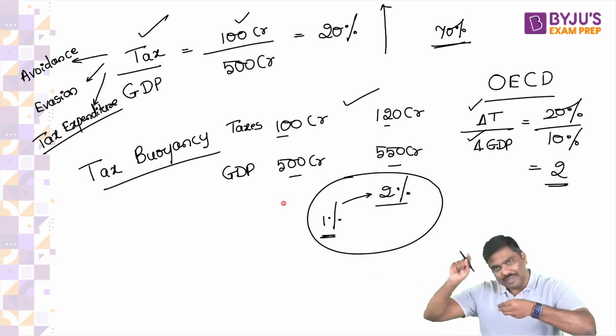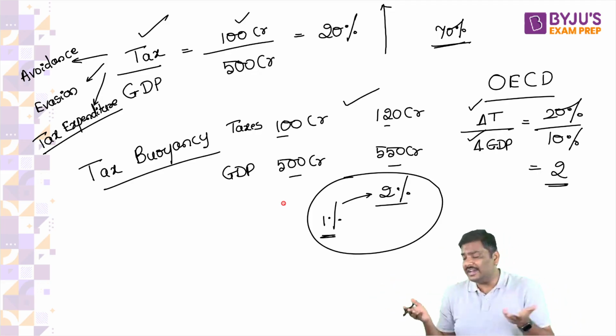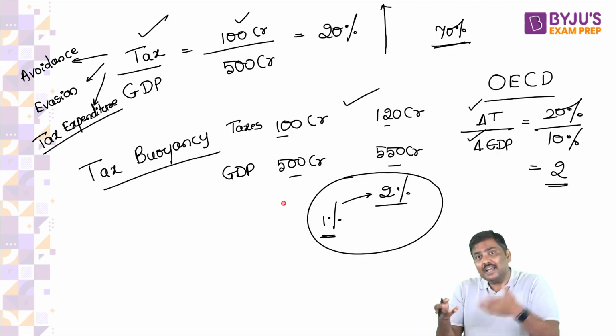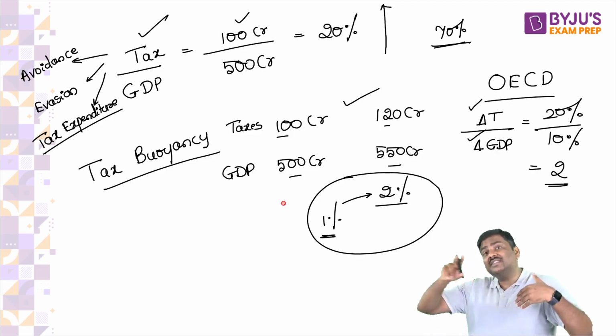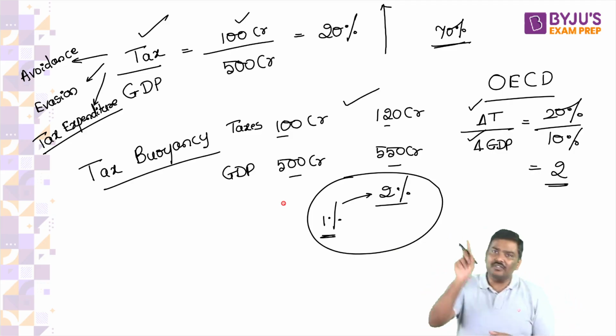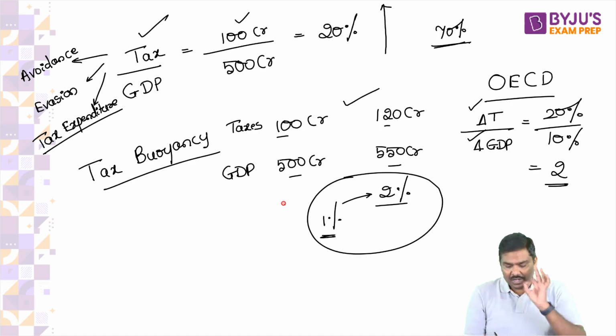So does it make sense to you if I say tax buoyancy should be higher for a year? Tax buoyancy should be greater, which indicates that compared to GDP changes, your tax collection is changing by a much faster number. That is always preferable. Now let me prove it to you.